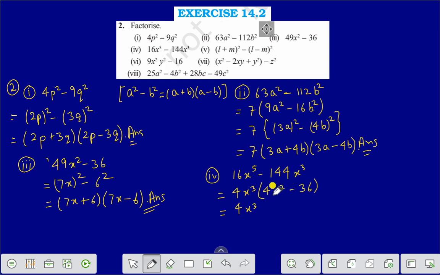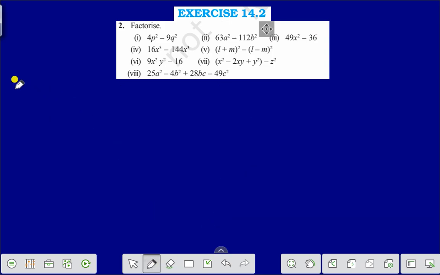Then we are getting 4x cube. In the second bracket, I will apply the formula a square minus b square, that is (2x) whole square minus 6 square, or it can be written as 4x cube into (2x plus 6) into (2x minus 6), and that is the answer of question number 4. Now we solve question number 5.